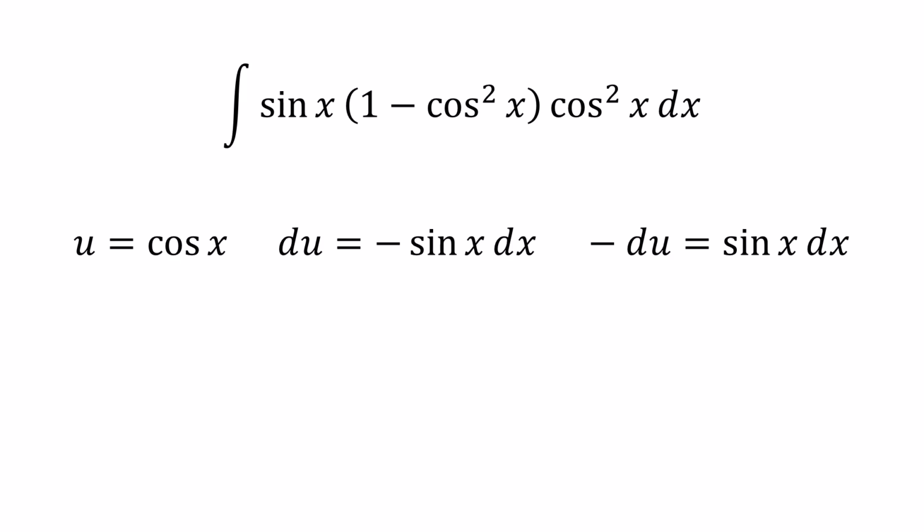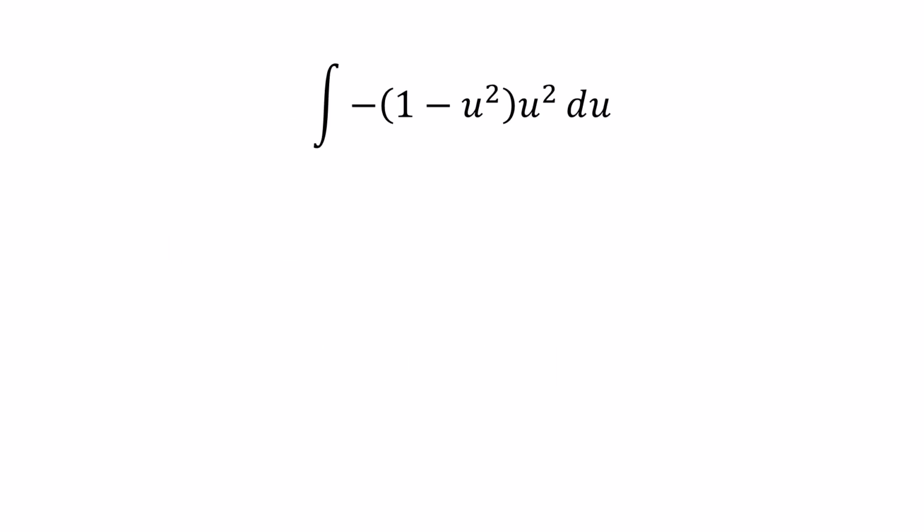Substituting into the integral, we obtain the integral of minus 1 minus u squared times u squared du. Distributing negative u squared, we get the integral of u to the 4th minus u squared du.